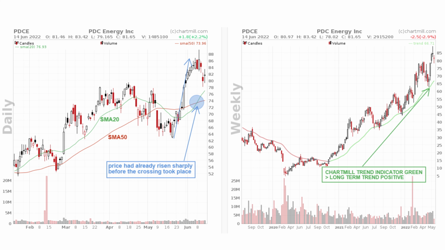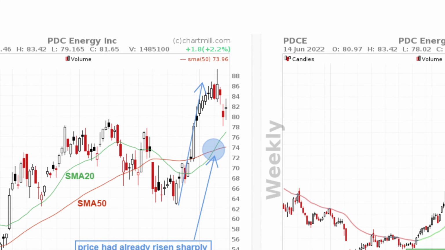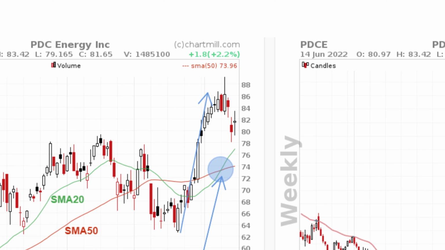The greatest disadvantage of crossing MAs is that the signal comes rather late. This is logical. Moving averages are, like many other indicators, lagging. After all, they are based on prices from the past.